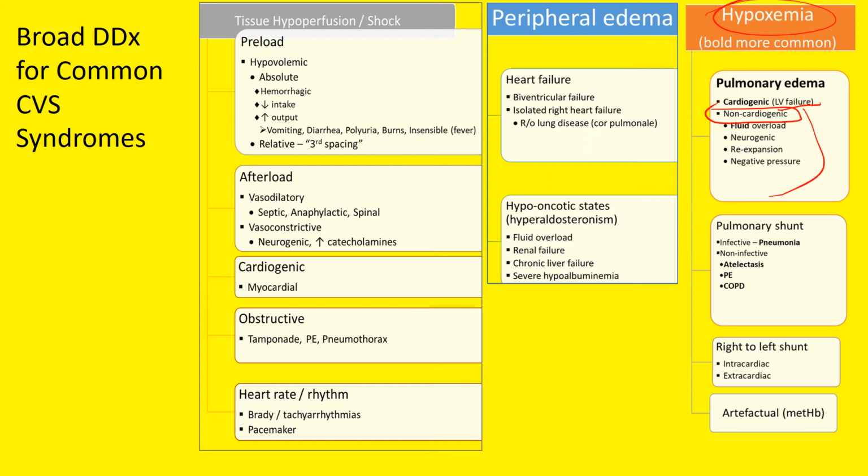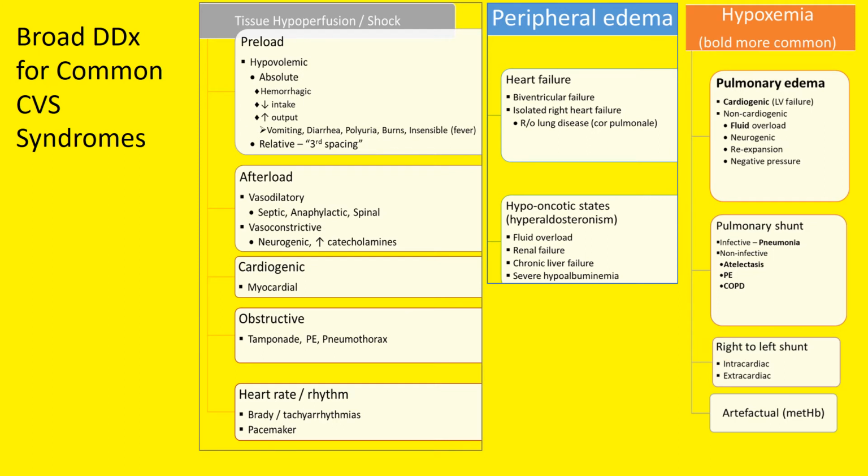Who knows, maybe this was re-expansion pulmonary edema. Okay, then the other hypoxemic syndromes will be some form of shunt, which can either be pulmonary shunt or cardiac shunt. Pulmonary shunts are most commonly because of infections from pneumonia, or non-infective causes from atelectasis, pulmonary embolism, or COPD. And then you have the cardiac shunts, which are right to left shunts, which can be intracardiac or extracardiac.